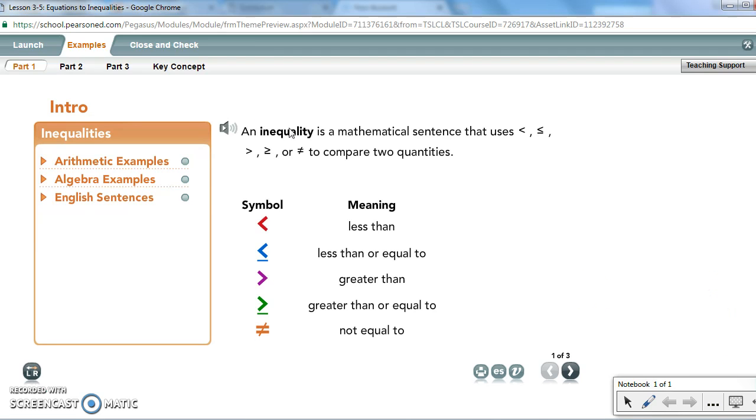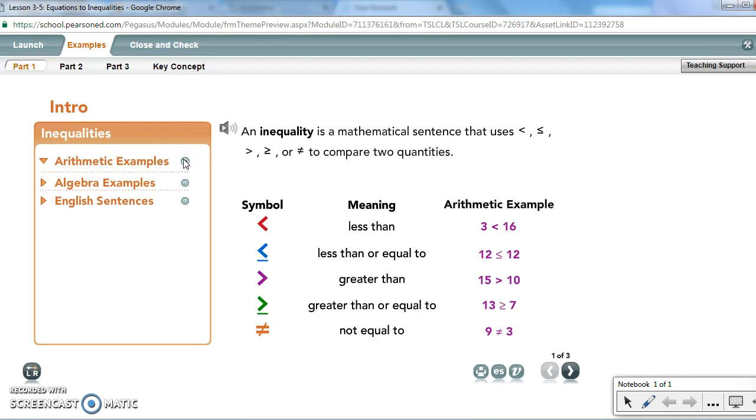So today, we know that an inequality is a mathematical sentence that uses less than or equal to, greater than or equal to, or not equal to compare two quantities. So here, a couple different examples. We have 3 is less than 16. We have 12 is less than or equal to 12 because it is equal.